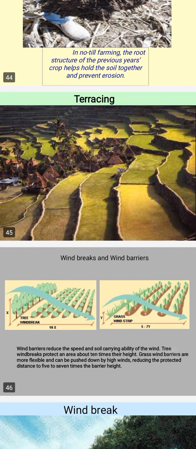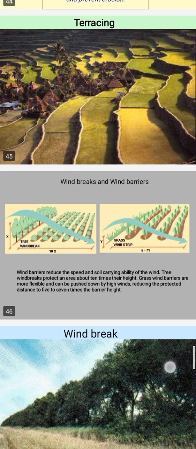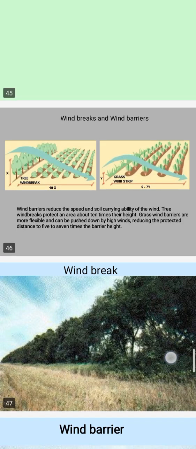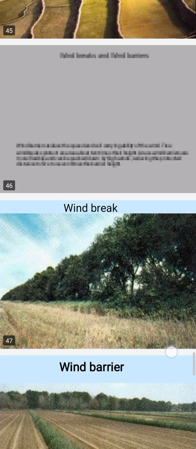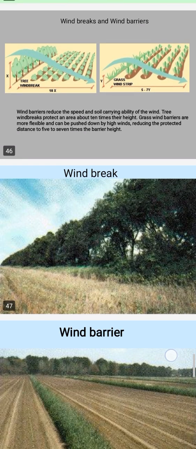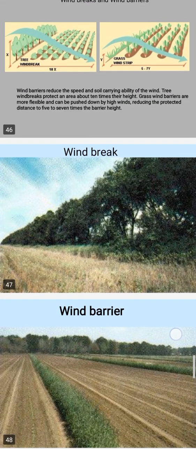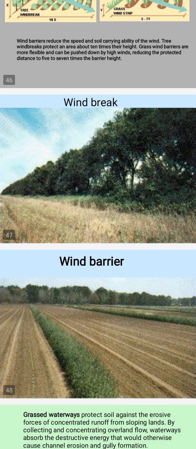Terracing is a technique. Windbreaks and wind barriers reduce the speed and soil carrying ability of wind. Tree windbreaks protect an area about 10 times their height. Grass wind barriers are more flexible and can be pushed down by high winds, reducing protected distance to 5 to 7 times the barrier height.